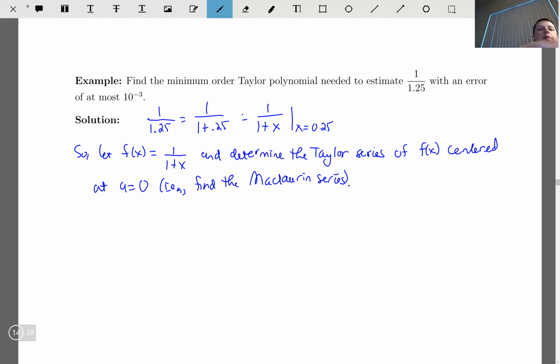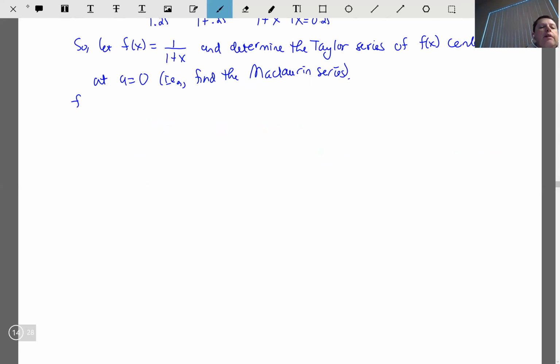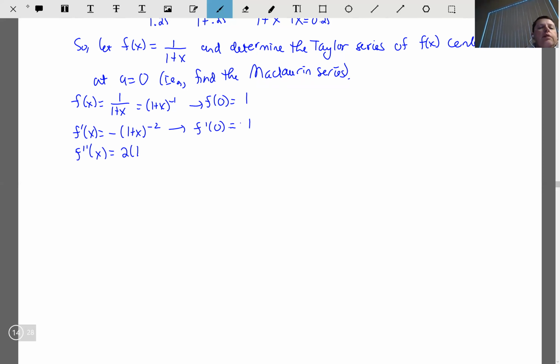All right, so just like we did before, we'll make our list. So f of x is 1 over 1 plus x, or (1 plus x) to the negative 1. F of 0 then is going to be 1. F prime of x is negative (1 plus x) to the negative 2. F prime of 0 is negative 1. F double prime of x is going to be 2 times (1 plus x) to the negative 3. So f double prime of 0 is 2.